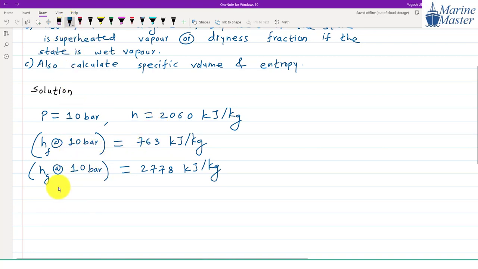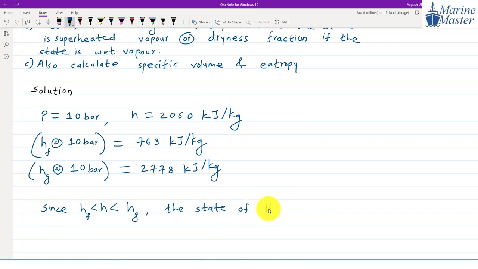So what we can say? Since H is less than Hg, guys, see how I am writing, H suffix g, suffix means bottom, and this H is greater than HF, what we can say is the state of H2O is wet vapor. So we got the first part answer, the A part answer.